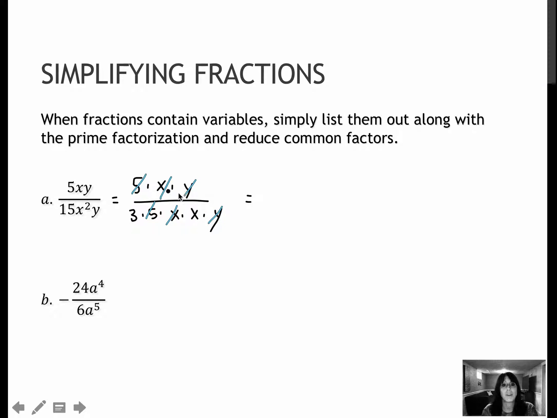And that left me with nothing on the top, which of course means I've divided everything out and just have 1. On the bottom, I have a 3 and I have an x, so 1 over 3x would be my resulting fraction.